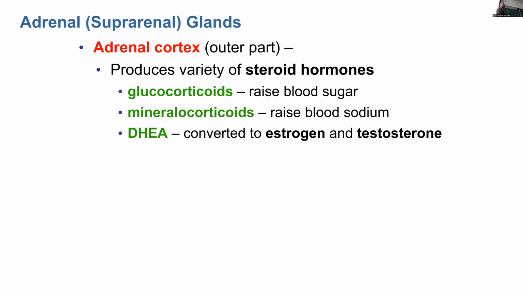So you see this endocrine organ is producing hormones that regulate your energy availability, regulate your sodium content in your blood, and then also regulate these sex hormones that we'll talk about in more detail when we get to the ovaries and testes. So lots of stuff going on here in the adrenal medulla, or excuse me, the adrenal cortex.